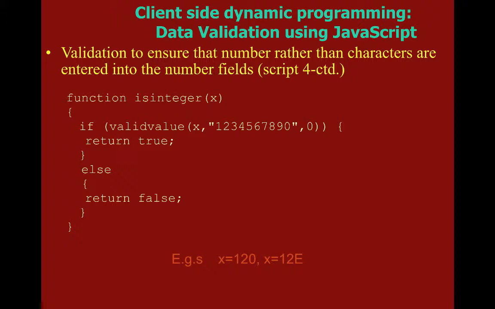So here's an example of using that function that we defined previously, isInteger(x). It's checking if every character in x, so x is a string, is one of the characters in the second argument of valid values, in other words, is it a digit? Is it true that every character in x is a digit? Right? That's what it does. And 0 controls whether it's lowercase or uppercase, whether it's case sensitive or not.